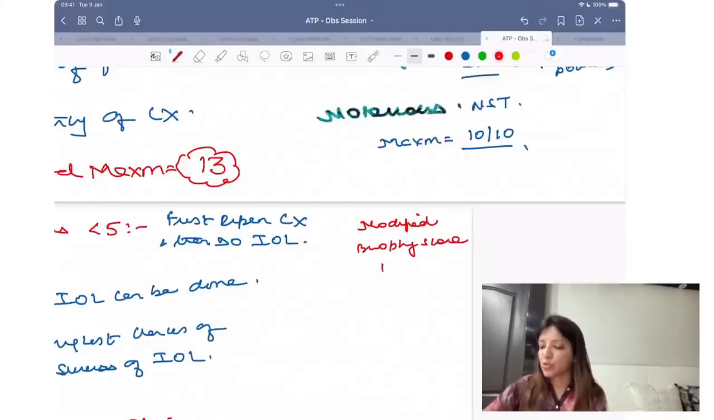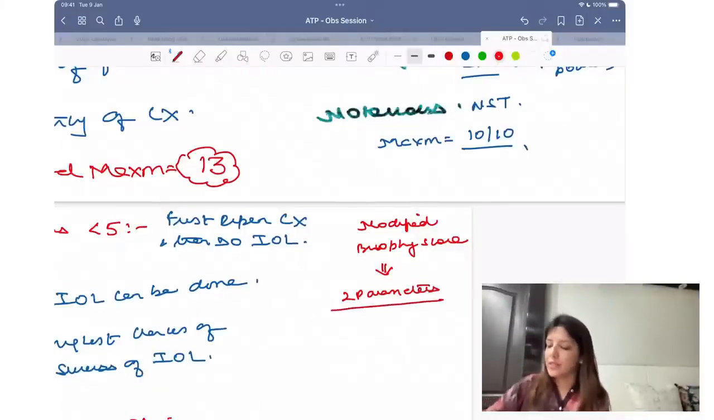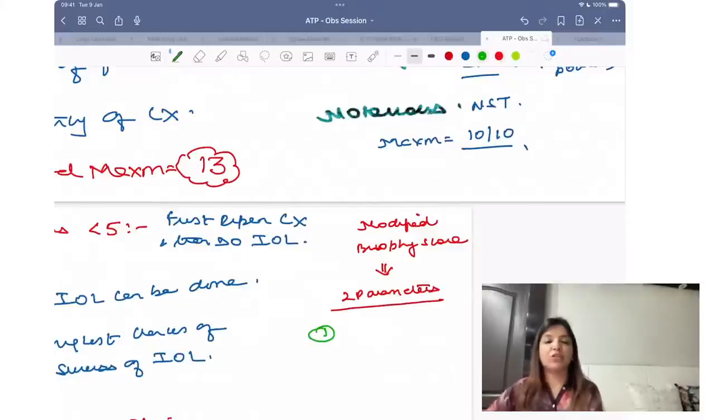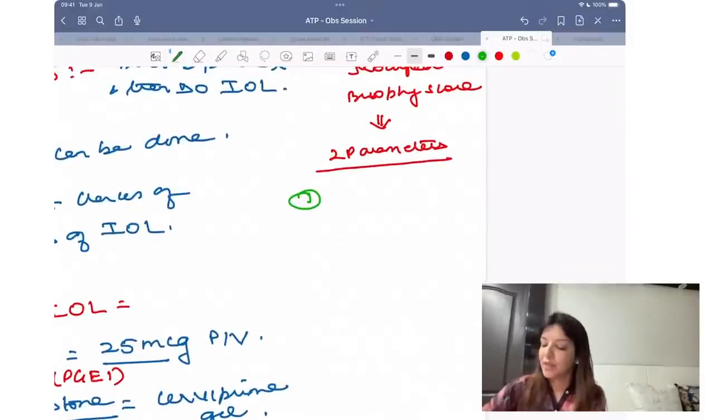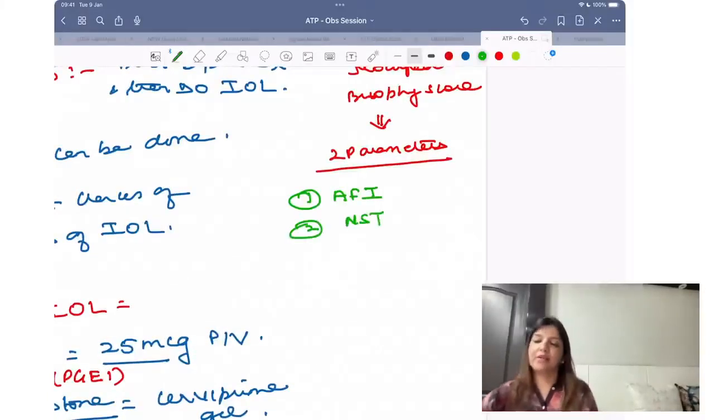In the modified biophysical score, you have to look at only 2 parameters. What are the 2 parameters? Number 1 parameter which you have to look at in modified biophysical score is amniotic fluid index, and number 2 is NST, right? So that is what you have to remember about modified biophysical score. Yes? Okay.